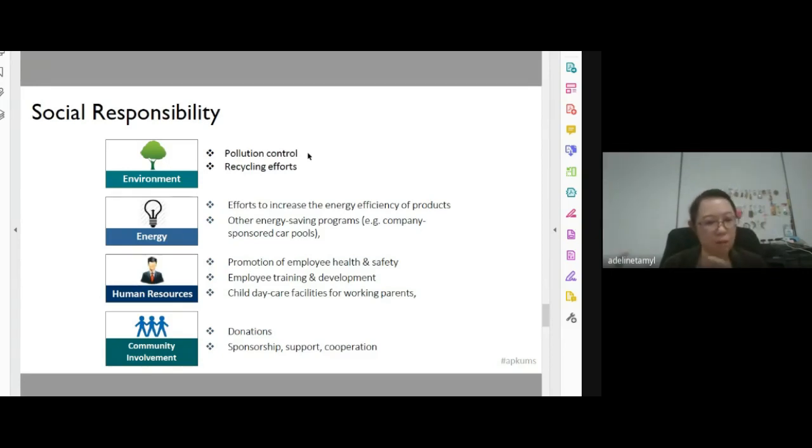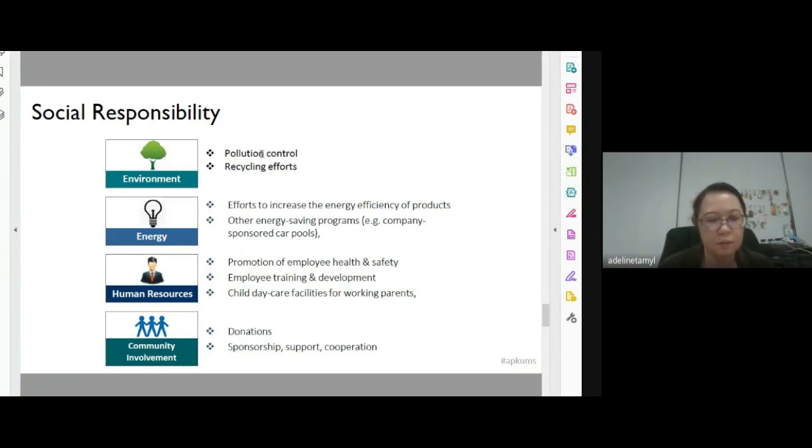That is undang-undang, waste that is properly thrown away. Undang-undang itu bukan social responsibility. But jika syarikat ini dia buat lebih daripada itu, they do more than that. For example, they are not only controlling their own pollution of the company, but also they come up with products that help to reduce the pollution. Okay, that is more than required by the law.